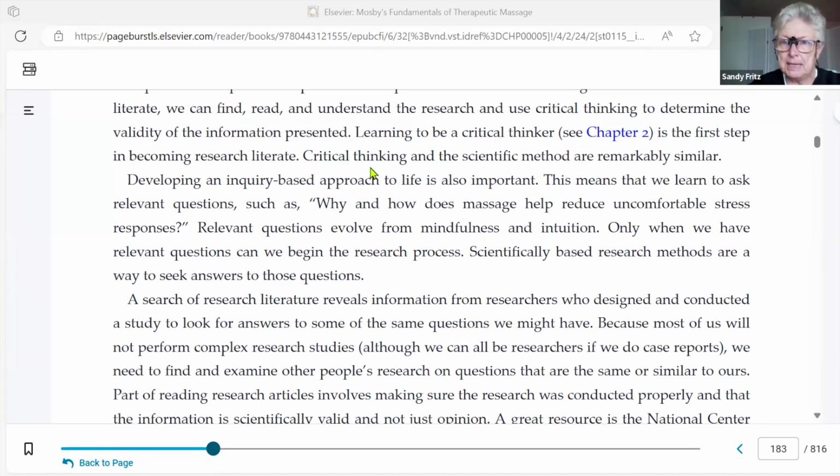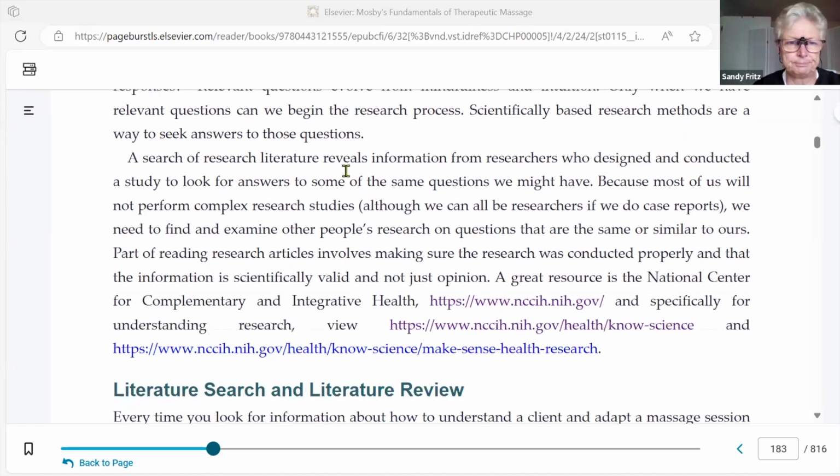Now, that doesn't mean that at some time you might not want to move forward and actually do some more formal research. And it's the Massage Therapy Foundation that is involved with that. So if that's an interest to you, you might want to pursue looking at what they have.